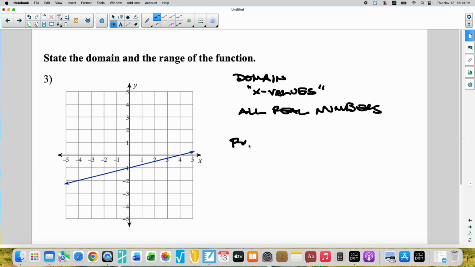And my range talks about my y values. And my y values are here. Now it looks like it slows down, but this is going to continue on up here. So every y value, positive and negative, is going to be accounted for. So this is also all real numbers.